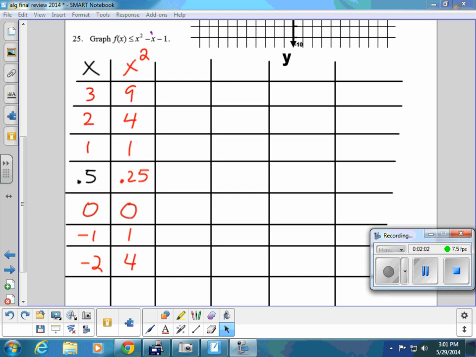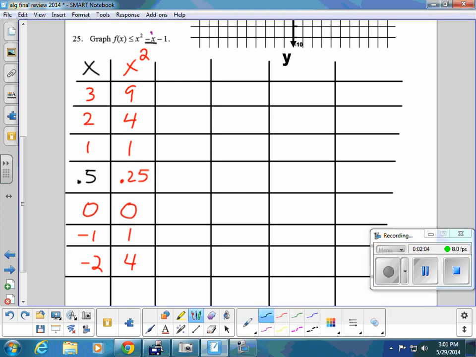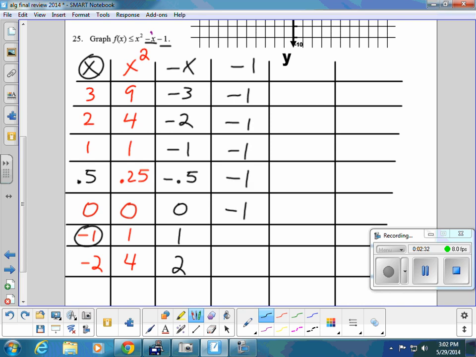All right, so we have our first two columns made. The next column is going to be for the negative x. So we're going to take whatever x is and negate it. So that would be -3, -2, -1, -0.5, -0 is 0, negative a -1 is 1, and negative a -2 is 2. Basically take the opposite of x. The last column is for the -1, and we're just going to put the -1 in each one of these.